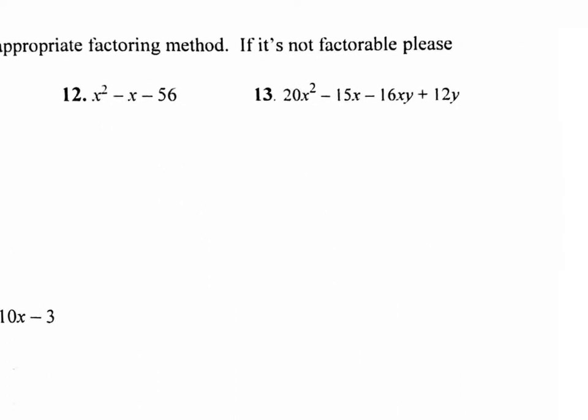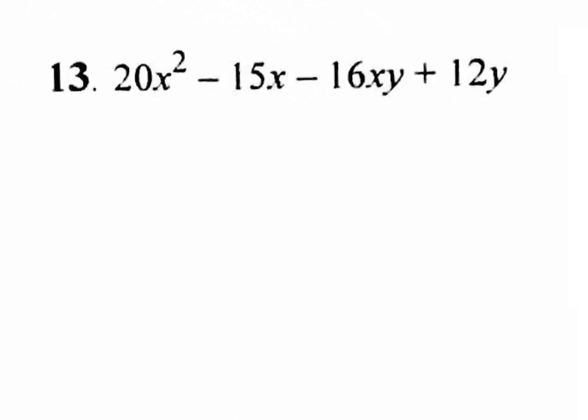Let's jump to number 13. Could you pull out a GCF right there? No. There aren't x's in every single term. There aren't 5's in every single term. There aren't 2's in every single term. So you can't pull out a GCF from all of them. And I notice that I have 1, 2, 3, 4 terms. So what method would be great when you have 4 terms? Factoring by grouping, right?